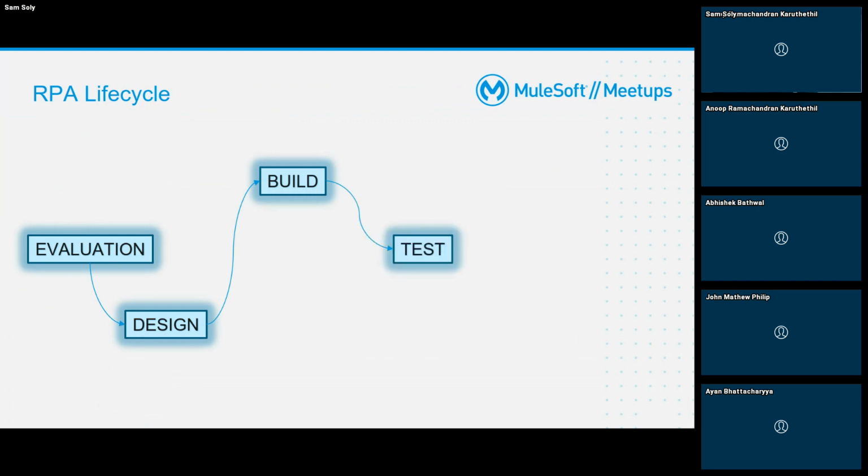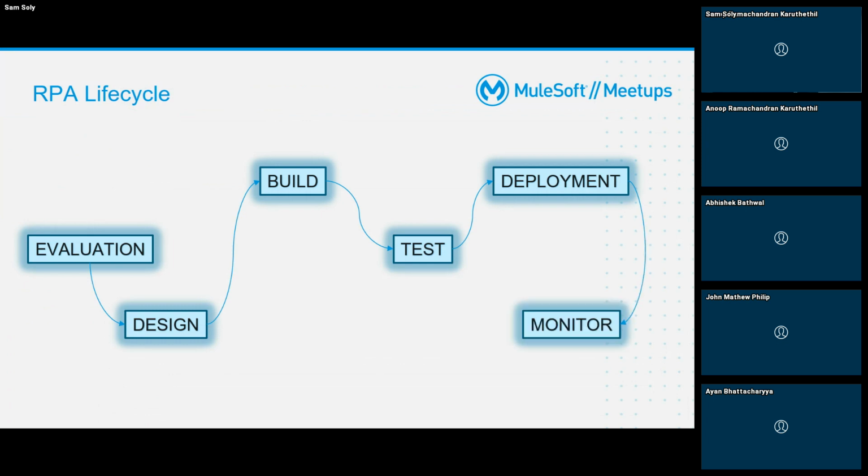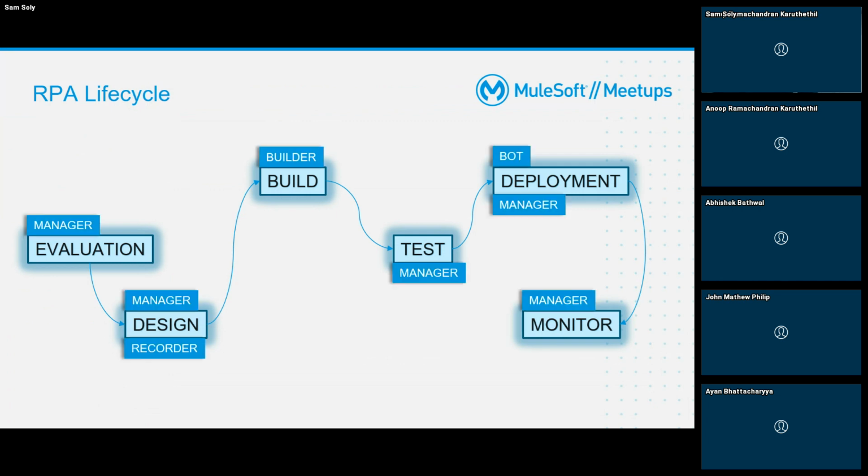One is test, and the next one is when you move it to production, and that is the deployment stage. In general, after deployment, there is also something that you want to do, which is monitor your bot. I have done these things previously so that we can quickly take a look. If you see, what we did is we had manager and recorder for design, we had builder to build. Now to test, deploy and monitor, we use the RPA manager along with the bot. So this is the next part that we are going to see.